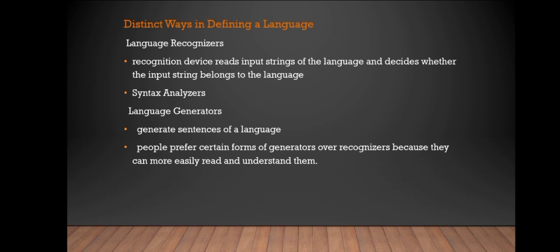Next, distinct ways of defining a language. Language recognizers: a recognition device reads input strings of a language and decides whether the input strings belong to the language. It is also a syntax analyzer. Language generators generate sentences of a language. People prefer certain forms of generators over recognizers because they can more easily read and understand them. So the language generators are more preferable than language recognizers.